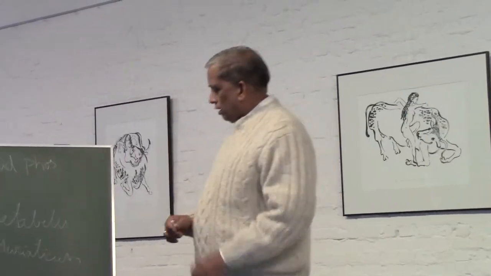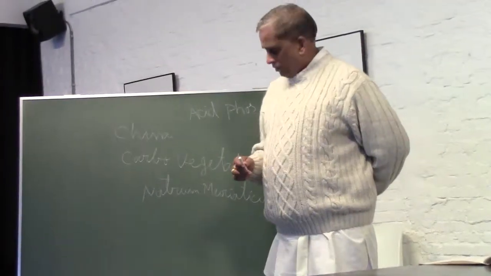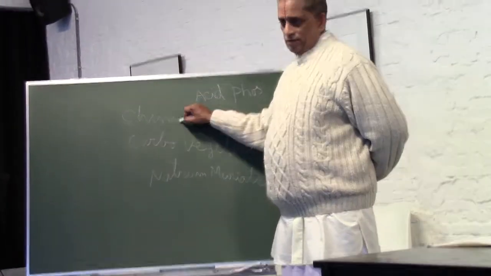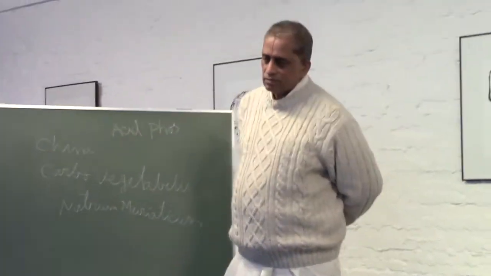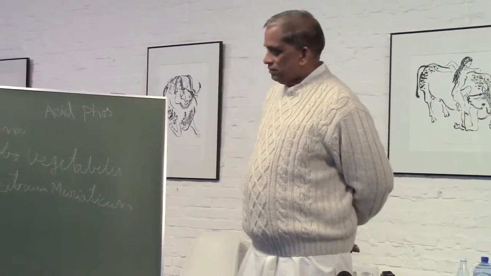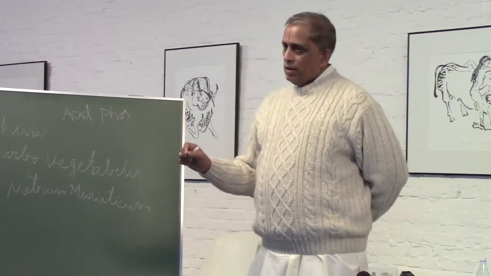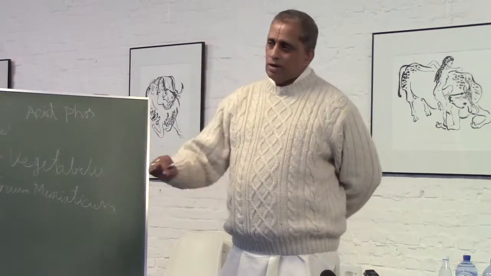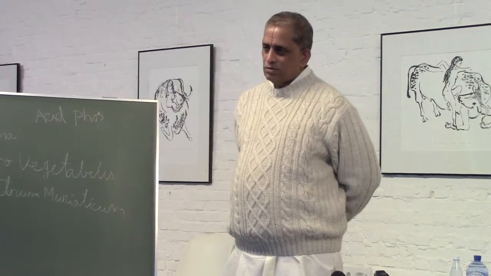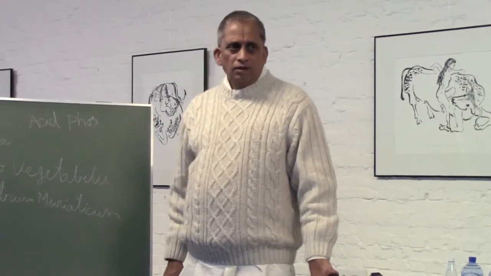So in these chronic conditions of heart weakness and chronic anemic conditions, first of all you can think of China. So you can immediately administer a dose of China 30. Within no time the patient recovers.